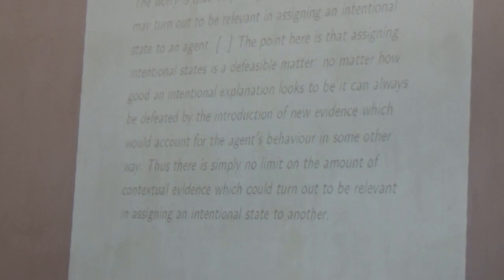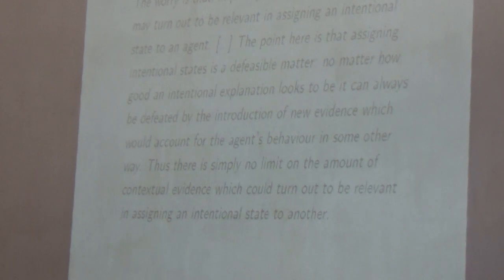The worry is that in principle, any piece of information may turn out to be relevant in assigning an intentional state to an agent. Then she says, the point here is that assigning intentional states is a defeasible matter. No matter how good an intentional explanation looks to be, it can always be defeated by the introduction of new evidence which would account for the agent's behavior in some other way. She is relying on the example of the game, of course.